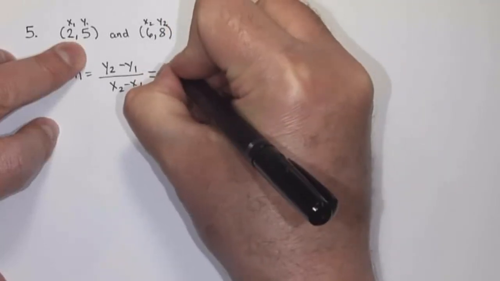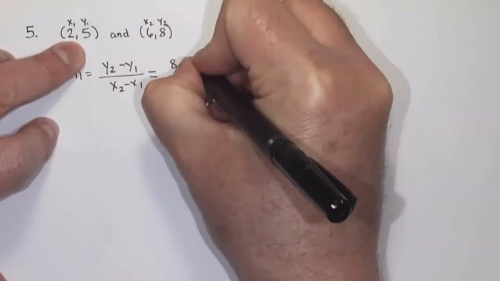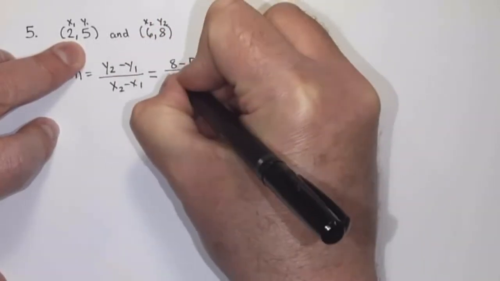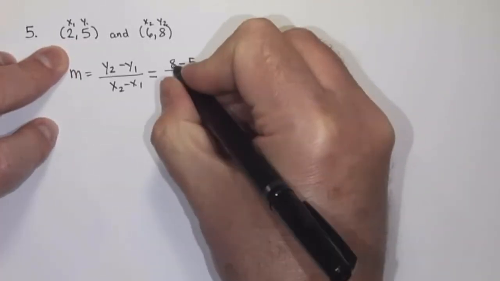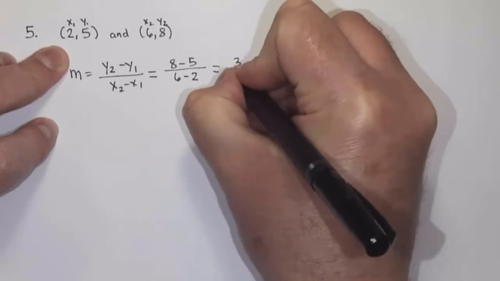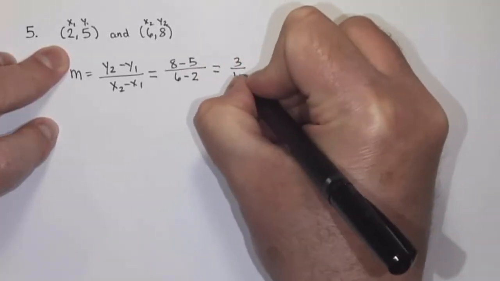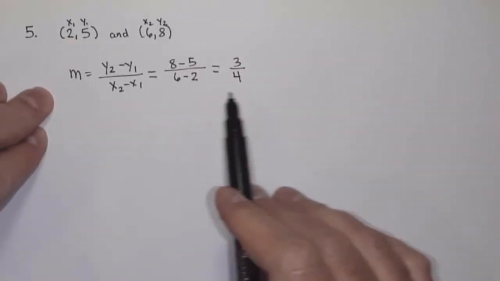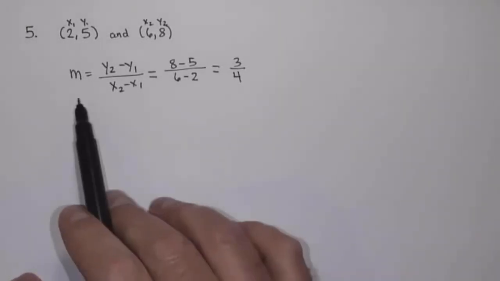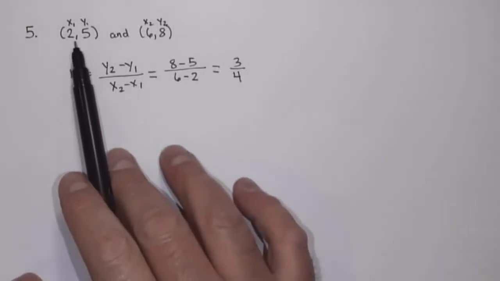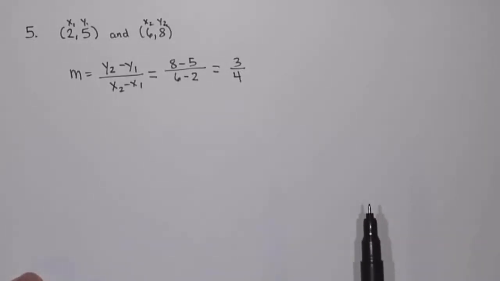So y2 is 8 minus y1 is 5 over x2 is 6 minus x1 is 2. 8 minus 5 is 3. 6 minus 2 is 4. And so we have the fraction 3/4, which will not simplify. So the slope of the line that goes through the points 2, 5, and 6, 8 is 3/4.